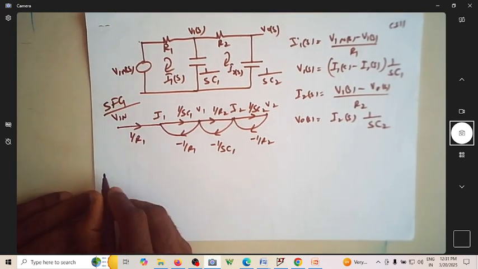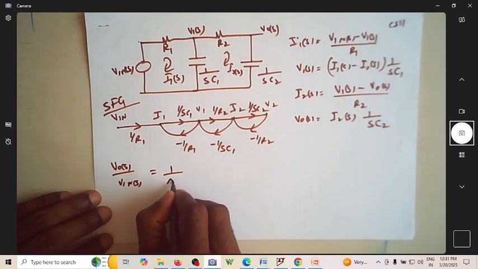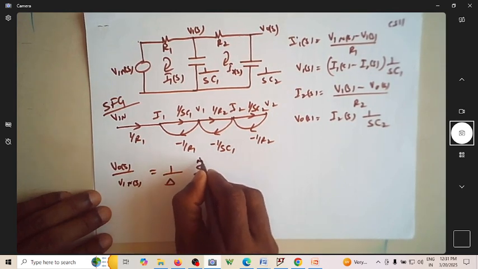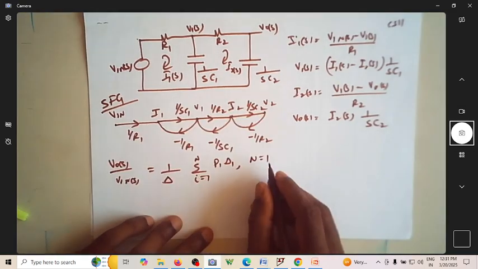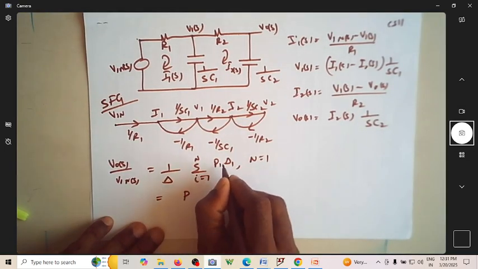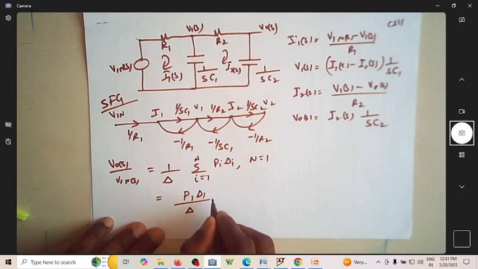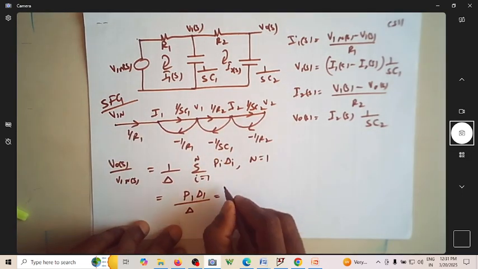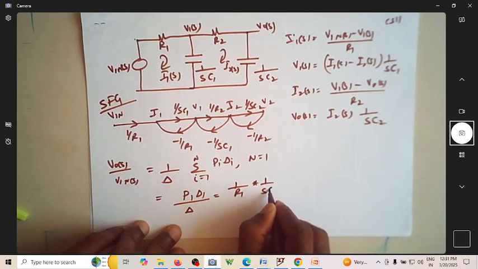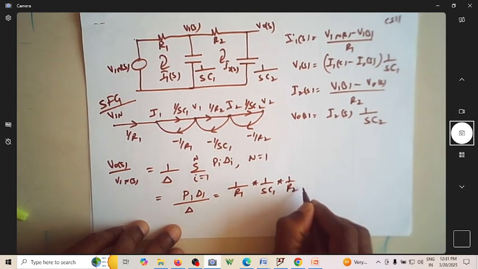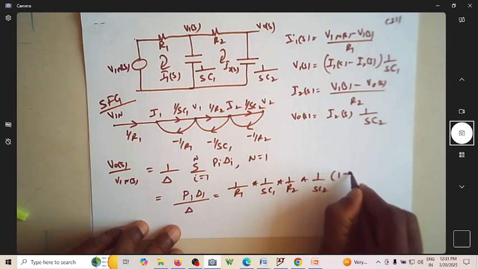So V0(s) by Vin(s) is nothing but 1 over delta, summation of i equal to 1 to N of Pi delta i. N is equal to 1 because you have only one forward path. So it becomes P1 delta 1 by delta. What is P1? The forward path is 1/R1 into 1/(sC1) into 1/R2 into 1/(sC2). So delta 1 is actually 1 minus 0.